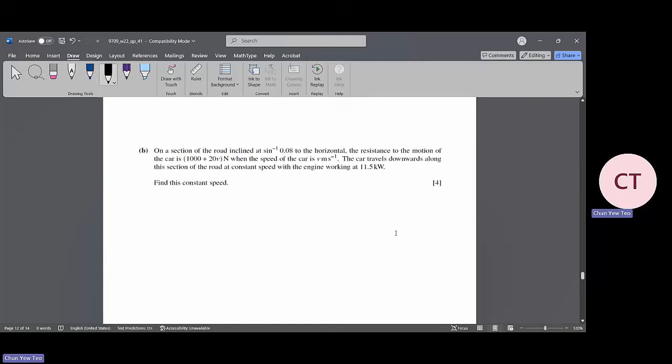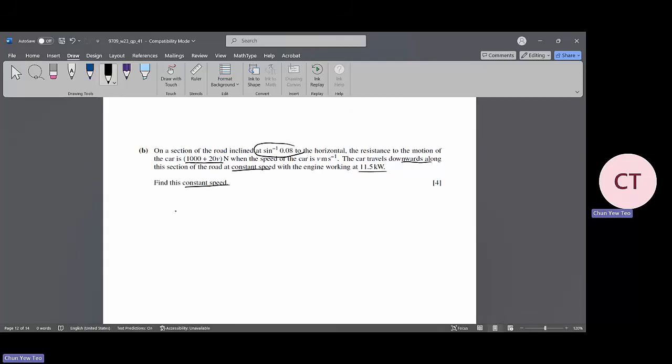Now we move on to part B. On the sections of the road inclined at the angle arc sine of 0.08 to the horizontal, the resistance to the motion of the car becomes 1000 plus 20 V Newton when the speed of the car is V meter per second. The car travels downward along the section of the road at a constant speed with the engine working at 11.5 kilowatt. Find this constant speed. So they mentioned the speed is constant also. That means your acceleration will be 0.